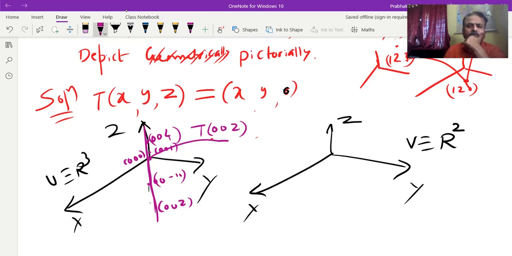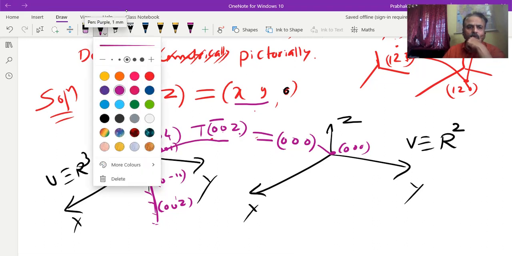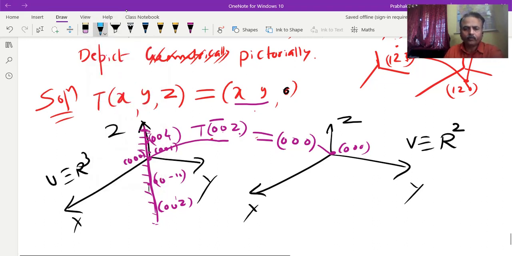What is the task of this transformation? Keep the first two parts as it is and make the third part 0. So I kept the first two parts as it is, and make the third part also 0, and that goes and merges in 0, 0 here. So any point you take on z axis, the whole z axis is going to have its shadow as a single point. This whole z axis goes and merges in this point 0, 0, 0.